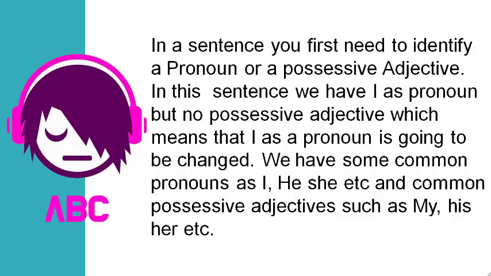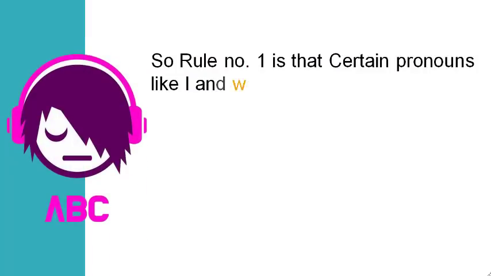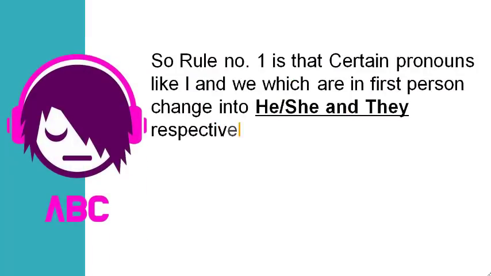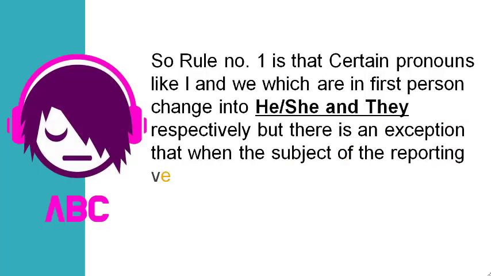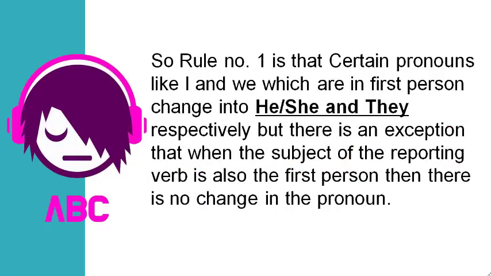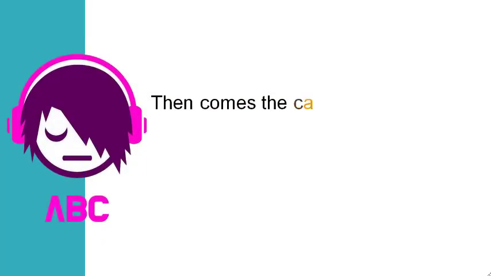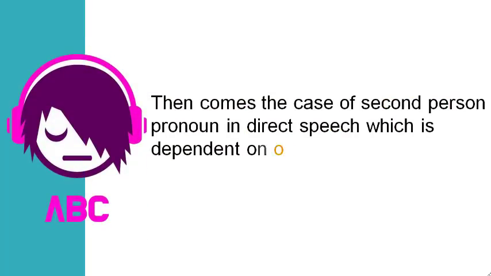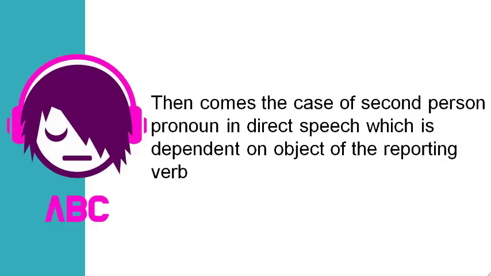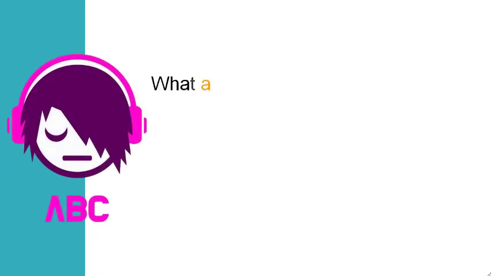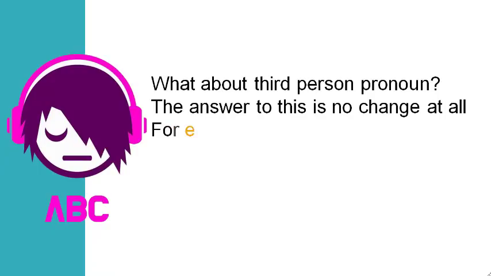my, his, her, etc. So rule number 1 is that certain pronouns like I and we, which are in the first person, change into he or she, and they respectively, but there is an exception: when the subject of the reporting verb is also the first person, then there is no change in the pronoun. Then comes the case of the second-person pronoun in direct speech, which is dependent on the object of the reporting verb. What about the third-person pronoun? The answer to this is no change at all.